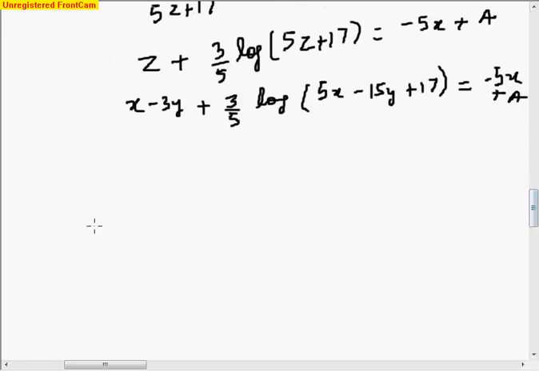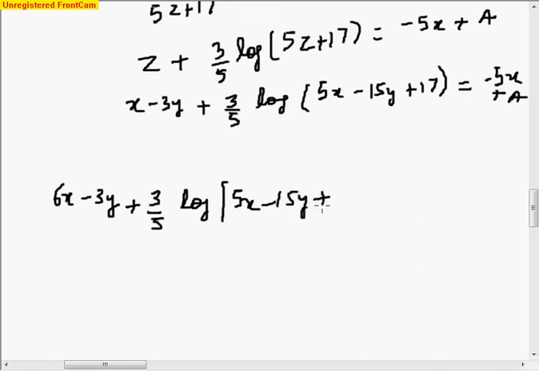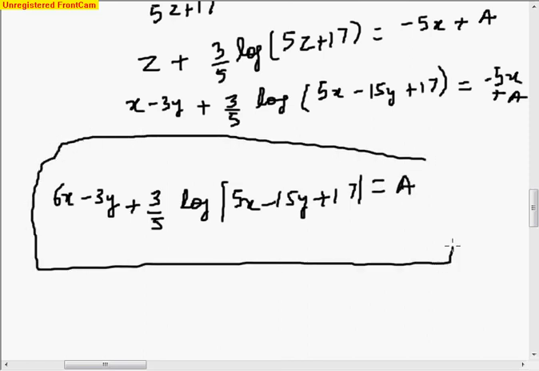How can I write it? This is 6x - 3y + (3/5) log(5x - 15y + 17) = a. This is the final answer. You can cancel 3 also, right?